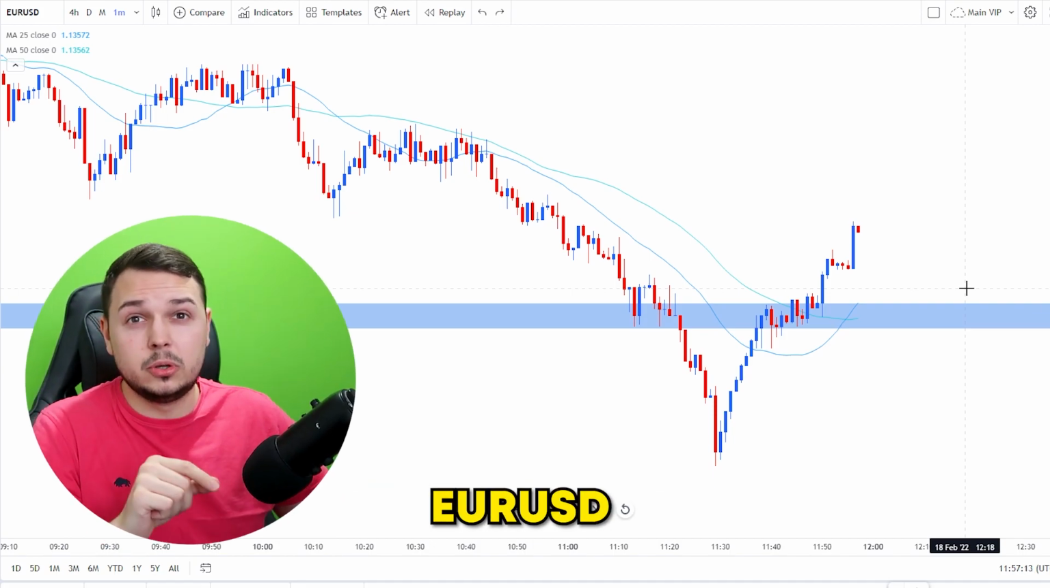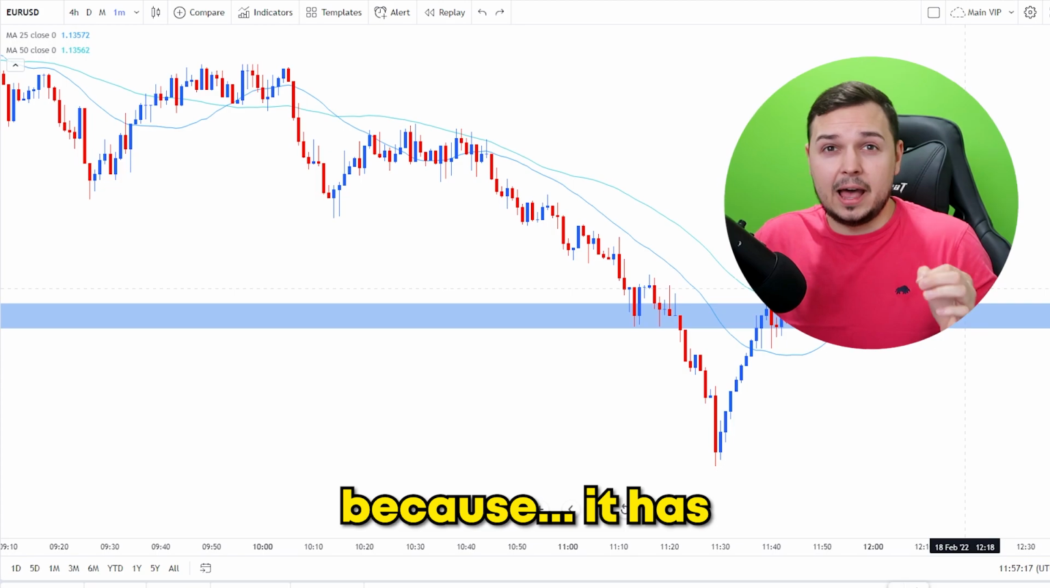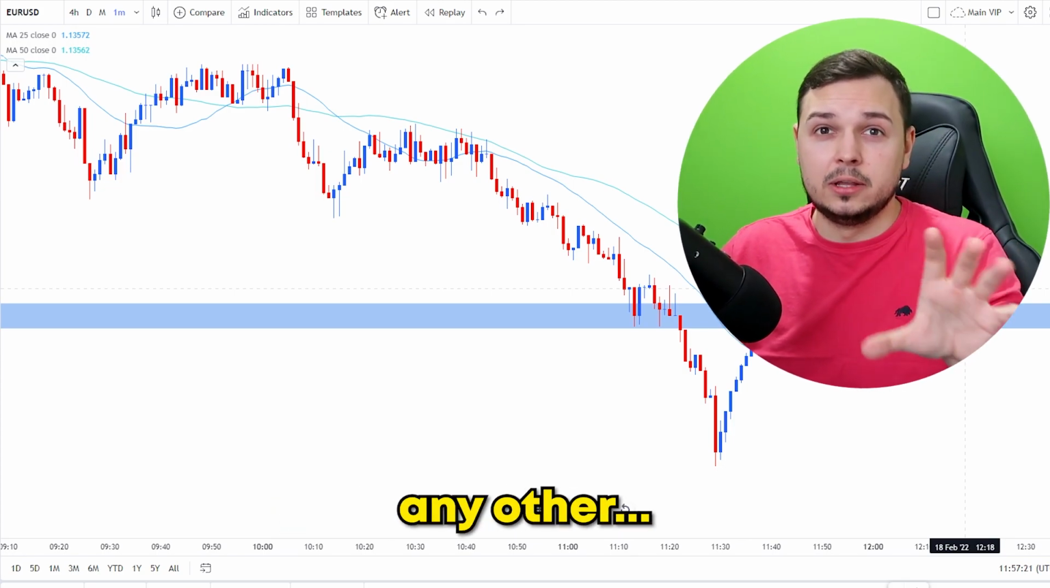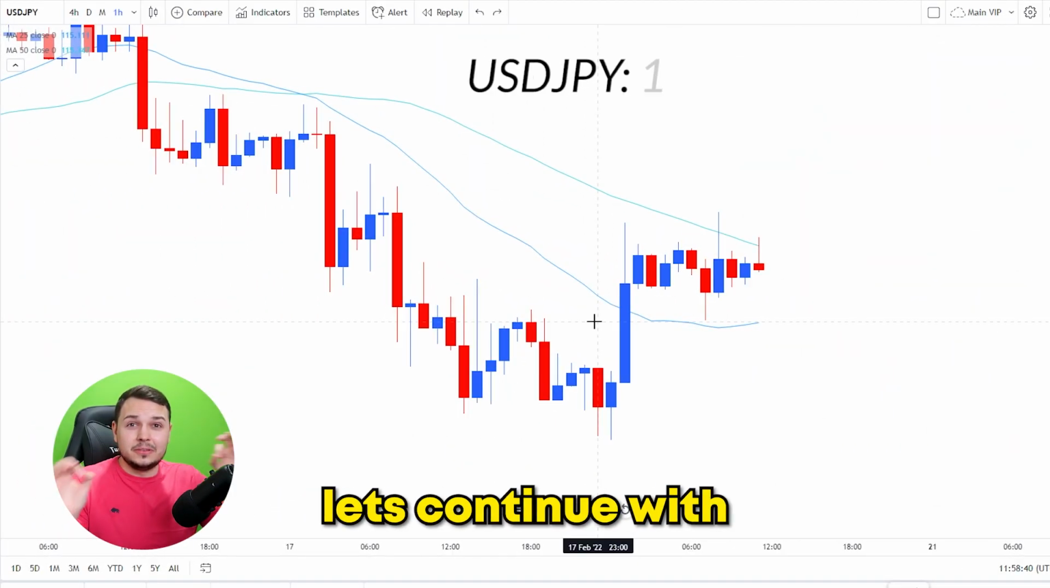Plus, scalping Euro USD is super nice because it has a low spread difference, so you're going to be making profit much quicker than with any other currency pairs. Okay, again, let's continue with the trade.